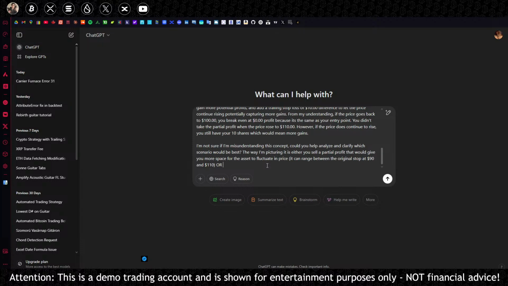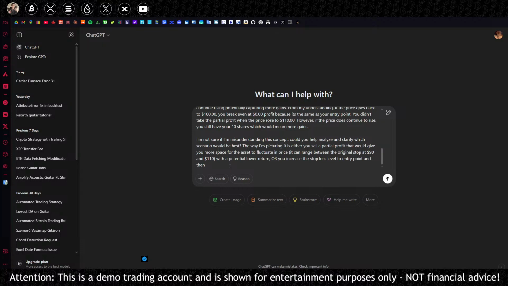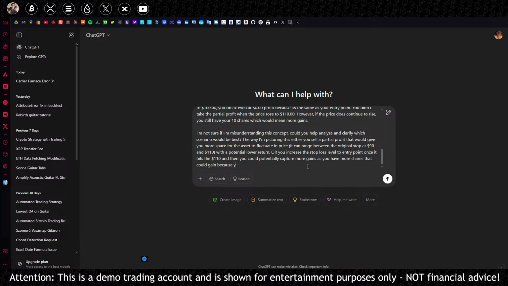Or, with a potential lower return, you increase the stop loss level to entry point, and then once it hits the 110, you could potentially capture more gains as you have more shares that could gain because you didn't partially sell. I think that's a better explanation, actually.